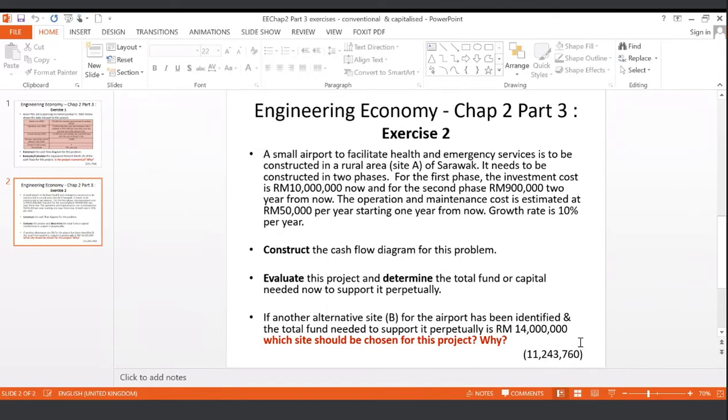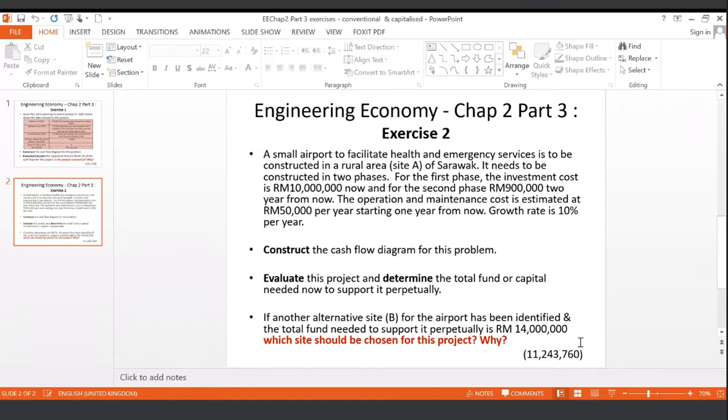Divide by 0.1. So for side B, P is equal to 140,000. Oh, so they replace it with 1,000. Can you understand the question? I is equal to 0.1.